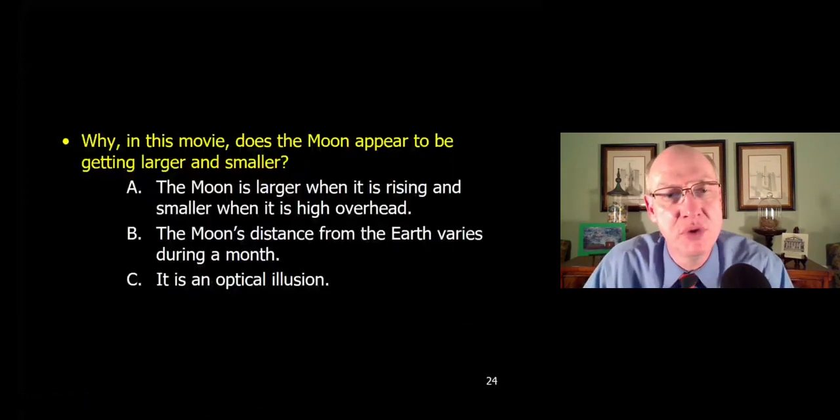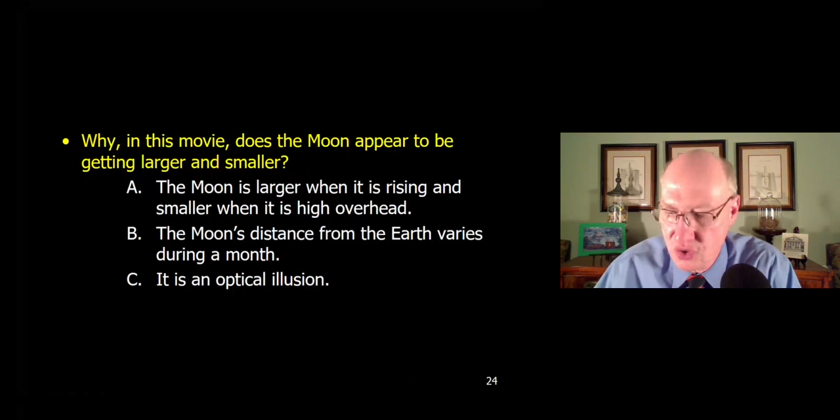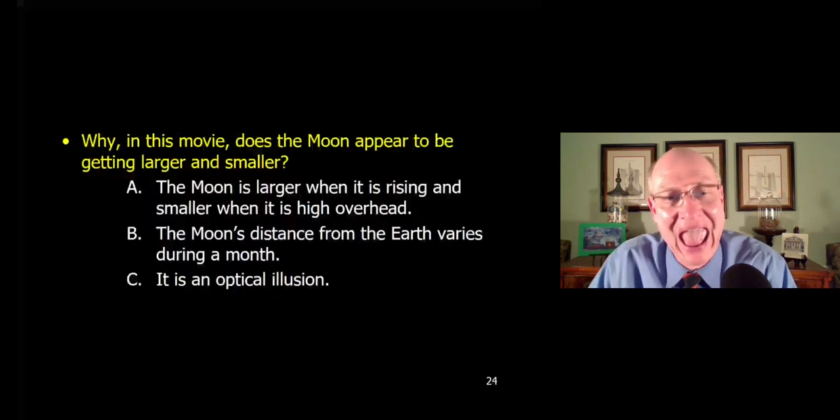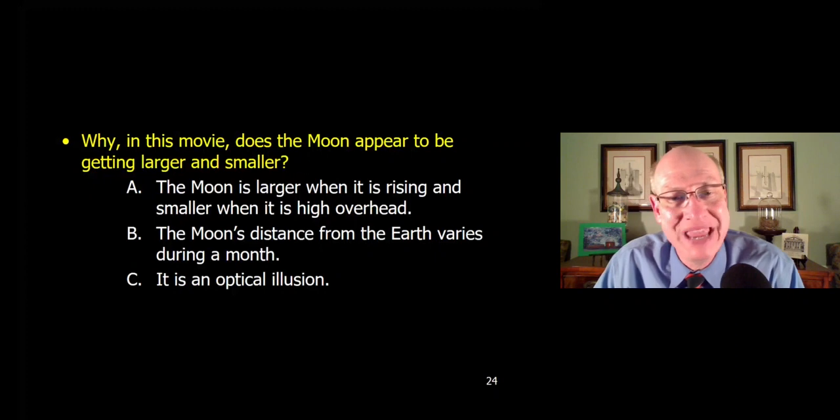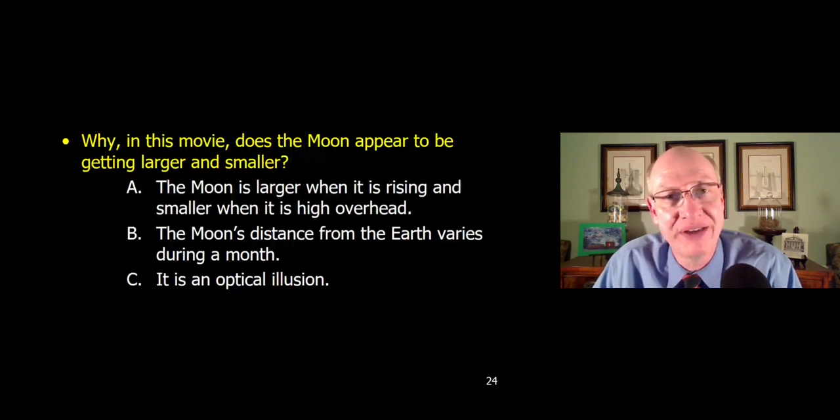Okay. So why in the movie does the moon appear to be getting larger and smaller? If you watch this video very carefully, you'll notice that the moon is getting a little bit bigger, smaller, bigger, smaller, bigger, smaller. So why is that? A, is the moon larger when it's rising and smaller when it's high overhead? B, is the moon's distance from the Earth varying during the month, or is it C, an optical illusion?